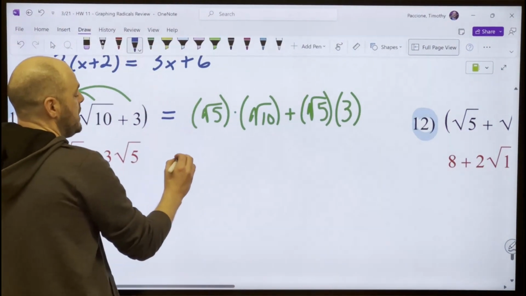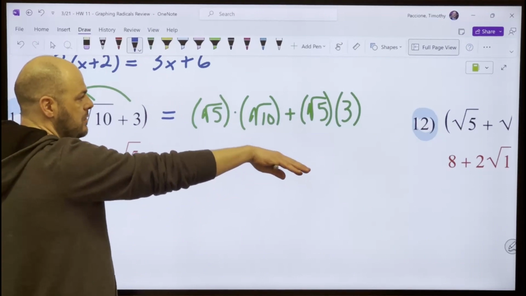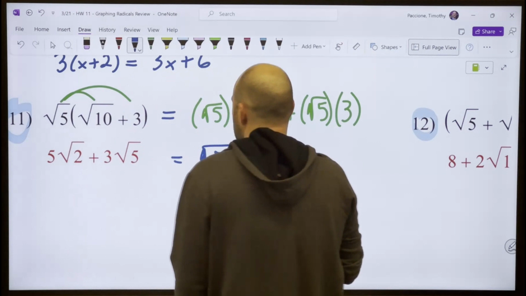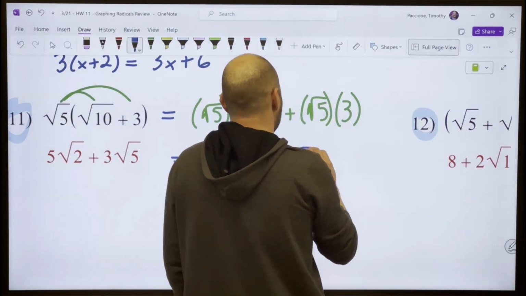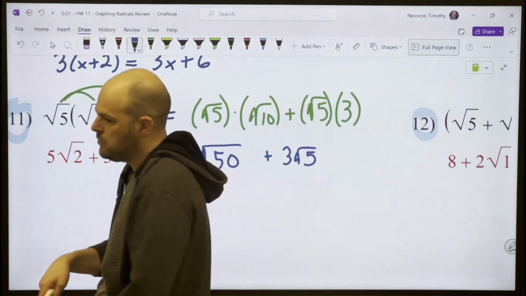Well, this is like the last problem. If I have a square root and a square root, I can bring it underneath all together and do 5 times 10. What is that? It's square root of 50. 5 times 10 is 50, right? And then this would just be 3 square root of 5. Can't bring those together. That is what it is. 3 times square root of 5. All right, square root of 50. Got to break it down.